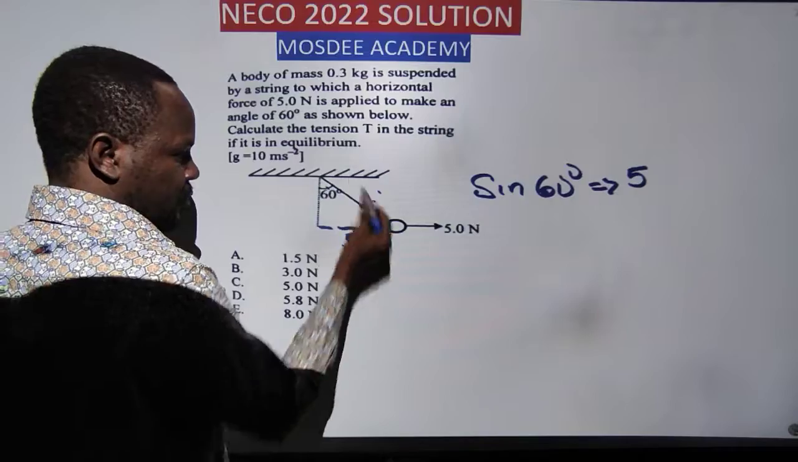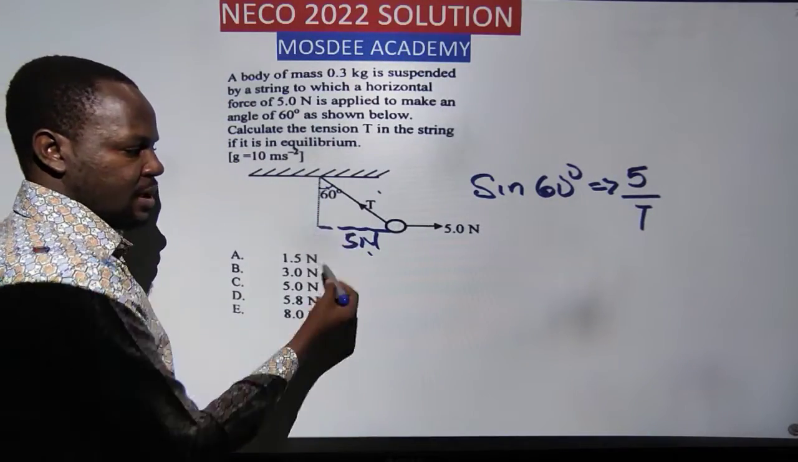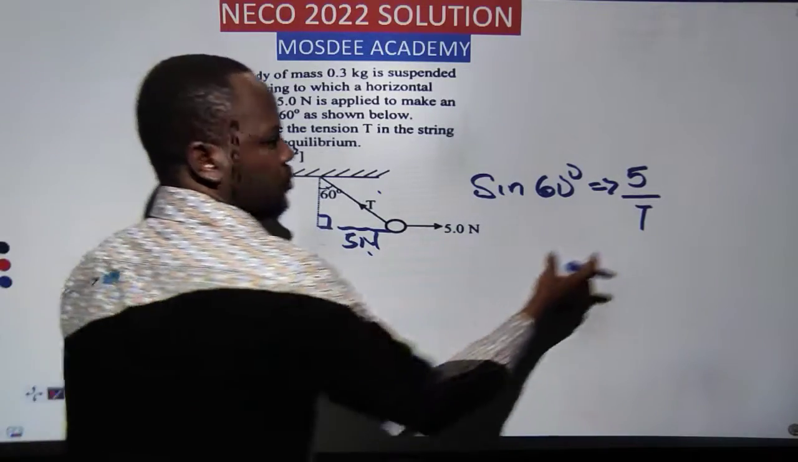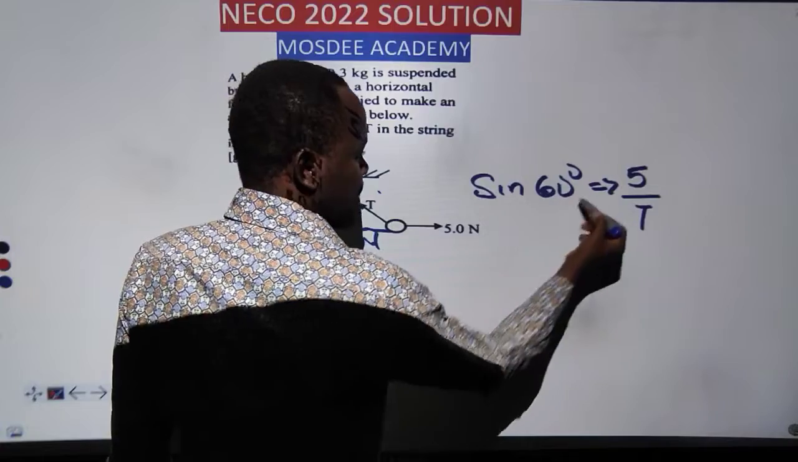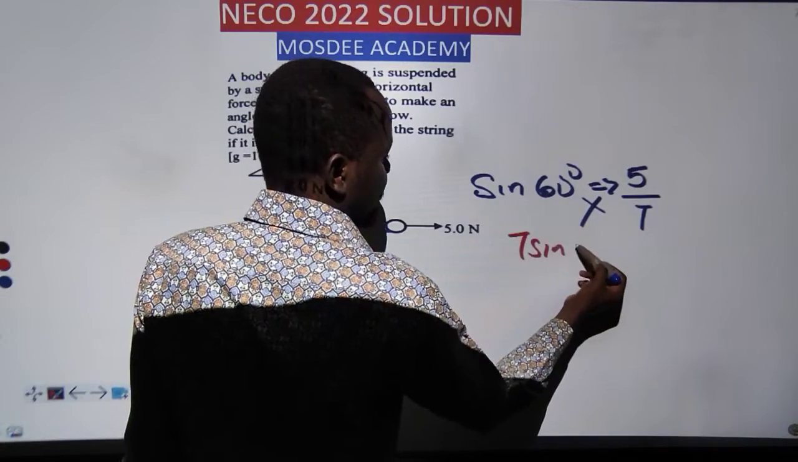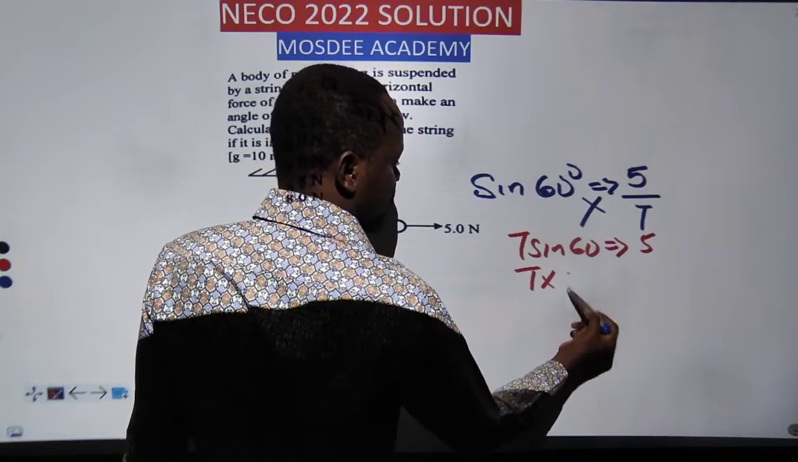The opposite over hypotenuse is T. I hope you understand what I've done. I've considered this as a triangle now, using SOH CAH TOA, more like Lami's theorem too. So T sin 60 is 5 when I cross multiply. If T sin 60 is 5, sin 60 in short form is root 3 by 2, so T times root 3 by 2.